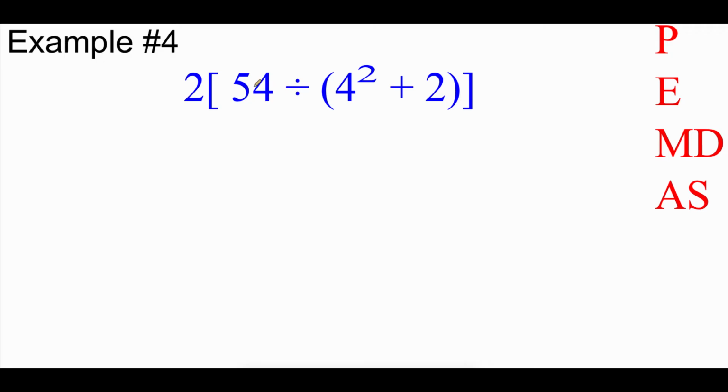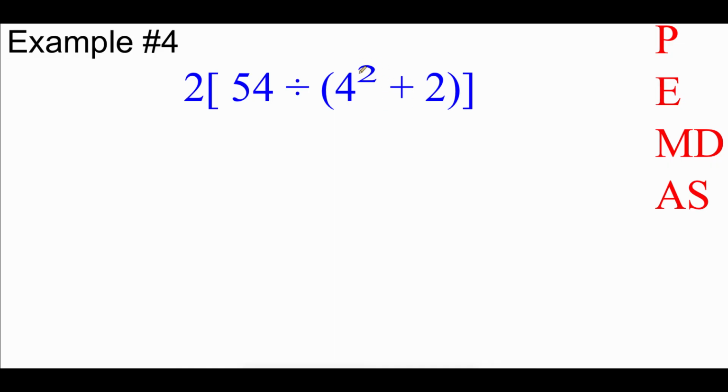So then inside of there, we've got 54 divided by, and then we've got this inside set of parentheses with 4 squared plus 2. So we're first supposed to look for parentheses, but in this problem, we've got this square set of parentheses, and then inside of that, there's another set of parentheses. When you're dealing with multiple sets of parentheses, you always want to start with the innermost set of parentheses. So we're looking at this one on the very, very inside with the 4 squared plus 2.